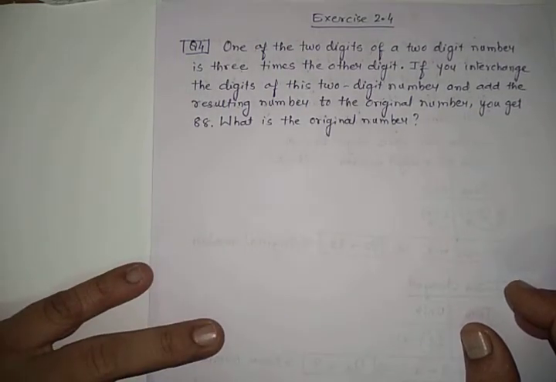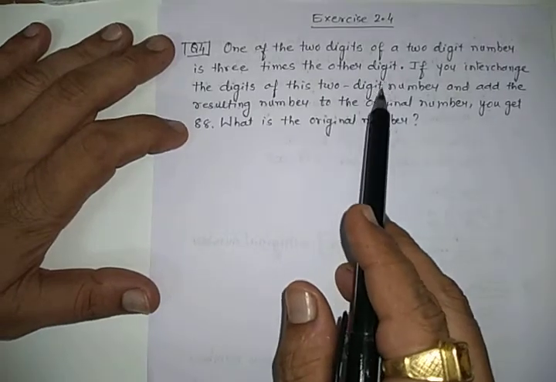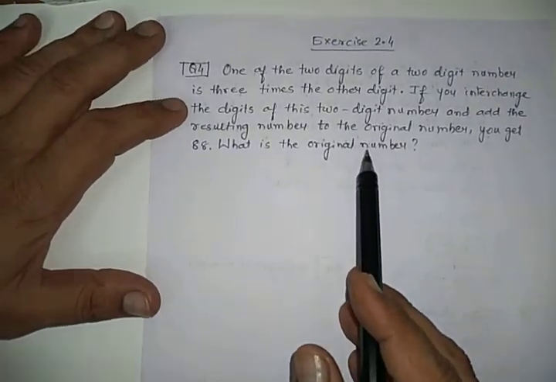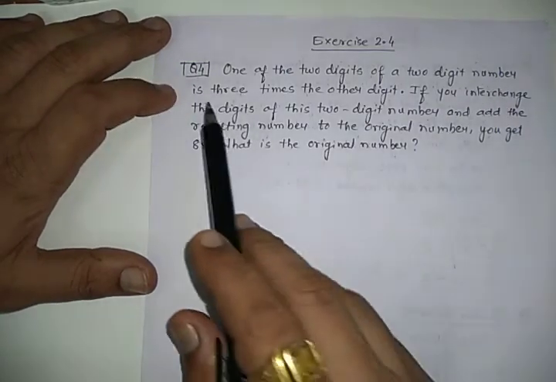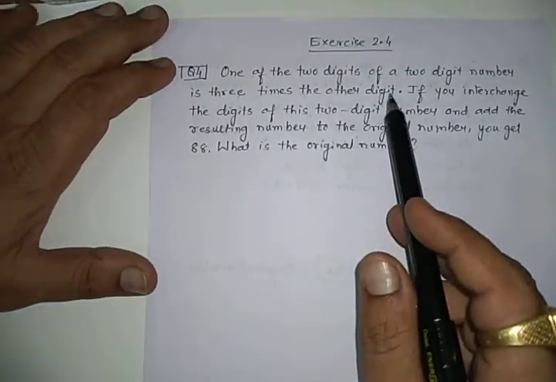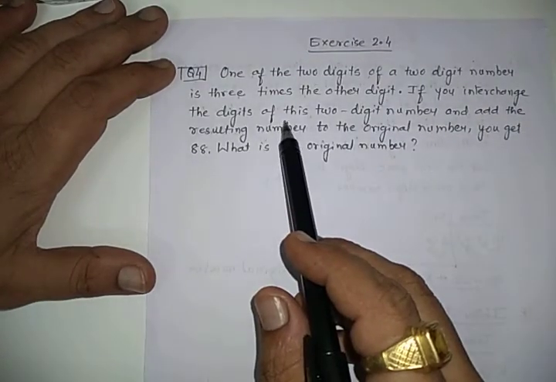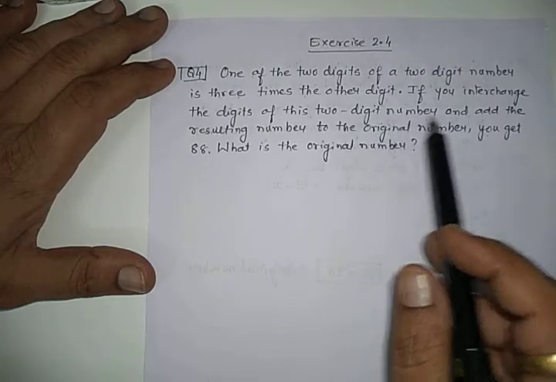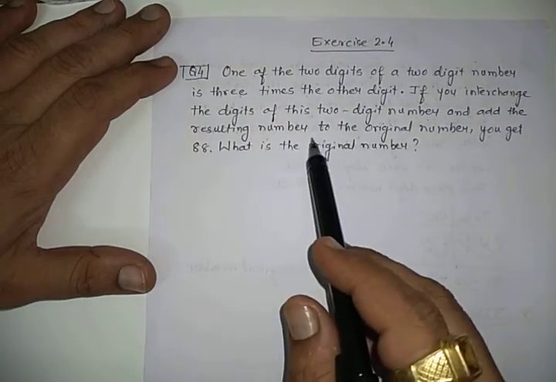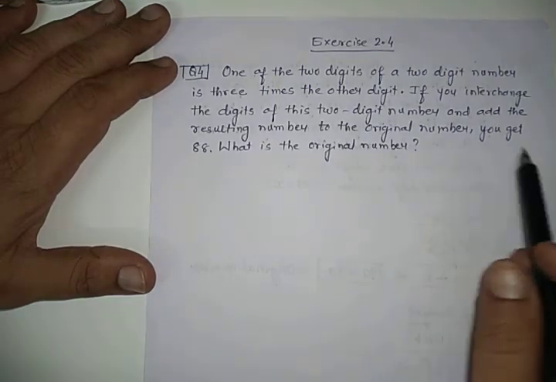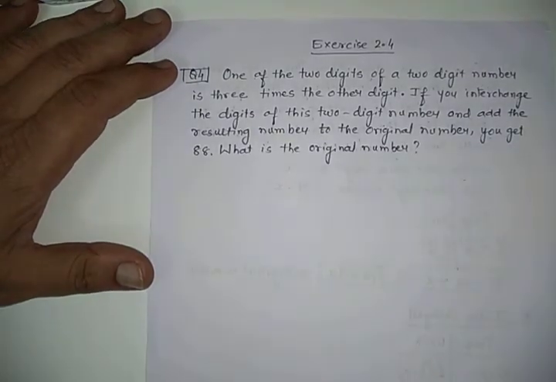Question number 4 of exercise 2.4. One of the digits of a two-digit number is 3 times the other digit. If you interchange the digits of this two-digit number and add the resulting number to the original, you will get 88. What is the original number?